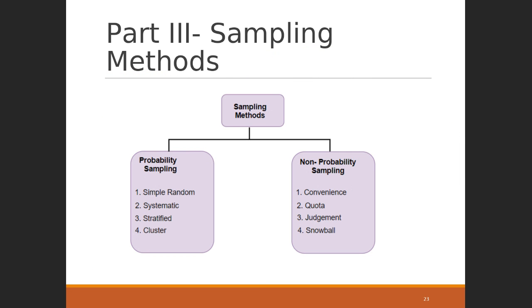So basically, there are two ways to sample subjects from the elements of the population. One way is the probability sampling method, and the other way is the non-probability sampling method. In probability sampling, each element of the population has a certain probability of being selected as a subject of the sample. But in non-probability sampling, such probabilities are not attached. So there are different types of probability sampling. Let us discuss them one by one.